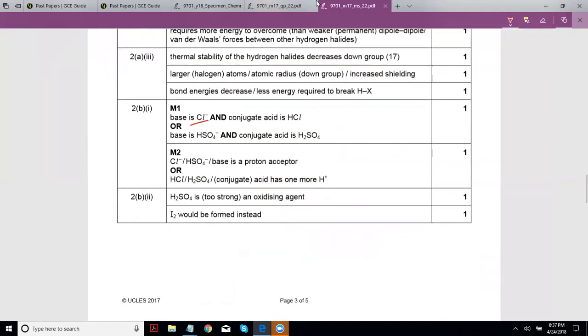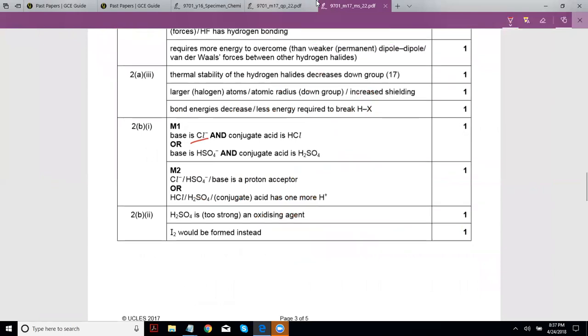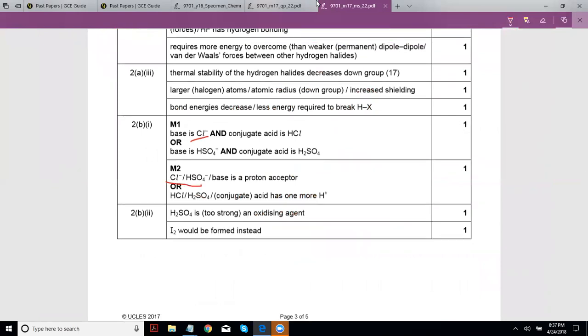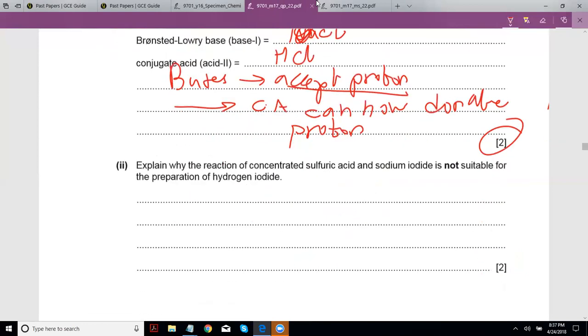But they haven't explained this, so I don't know what they're on. No, okay, M2 is here. So Cl negative as a base is a proton acceptor, which is what's written, and that's all we wanted for the explanation. So that's just Cambridge for you.